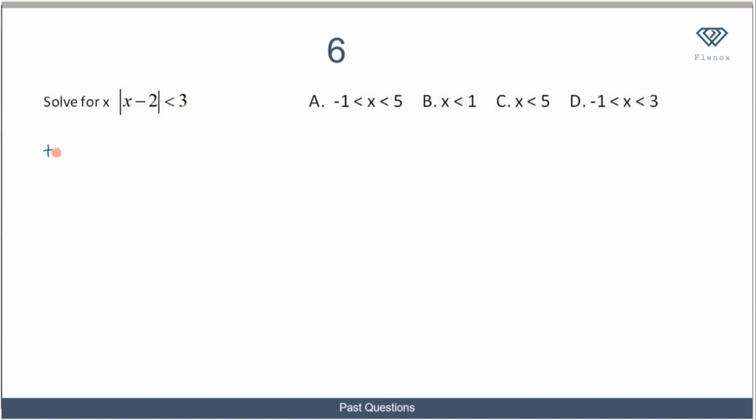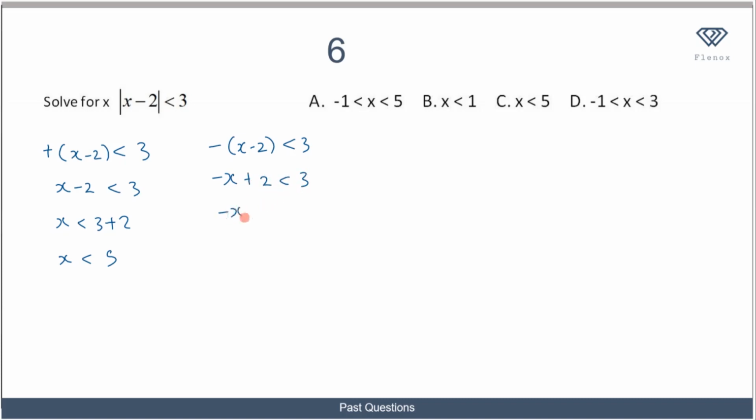So for the positive scenario, we have plus into bracket x minus 2 is less than 3. So I have x minus 2 is less than 3 and I have x is less than 3 plus 2. So I have x is less than 5. For the negative scenario, I have negative in the bracket x minus 2 is less than 3. So this becomes minus x plus 2 is less than 3. And I have minus x is less than 3 minus 2. And I have minus x is less than 1.